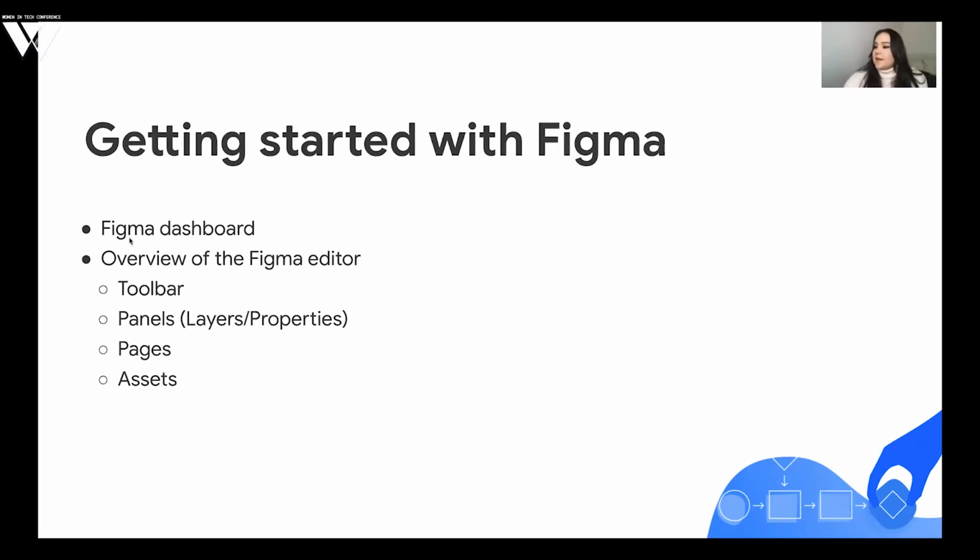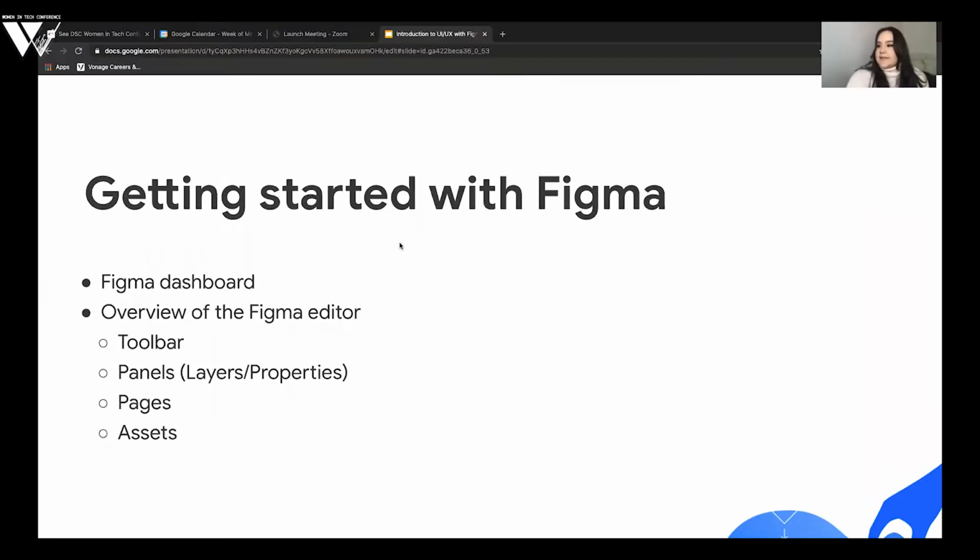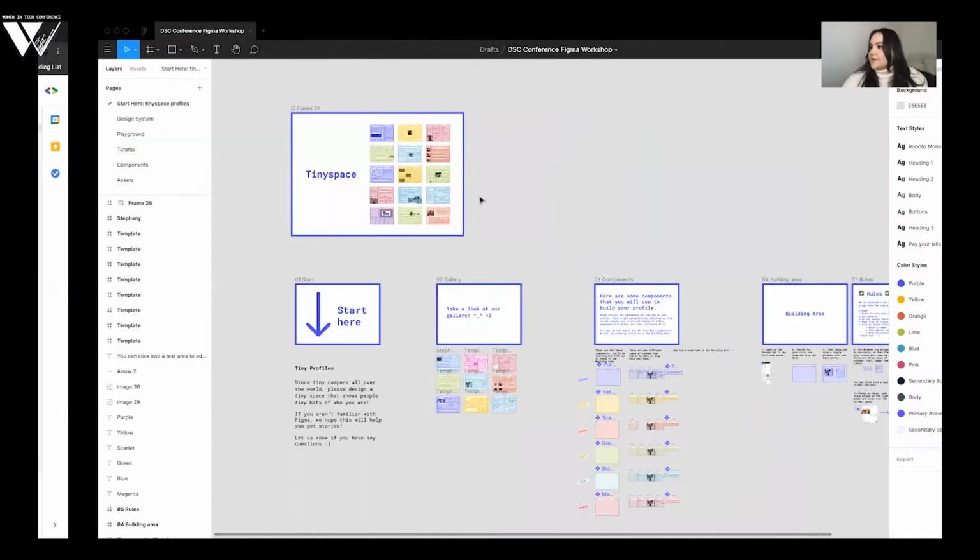So we're going to, before we begin working on the project, I'll be giving an overview of the Figma editor. And so if you're new to Figma, don't worry, I will overview the toolbar, any types of panels that you'll need, pages and assets. So if you're completely new to Figma, no worries, we'll go through the entire thing together. So I'm going to leave the slides now, and I'm going to go to Figma.